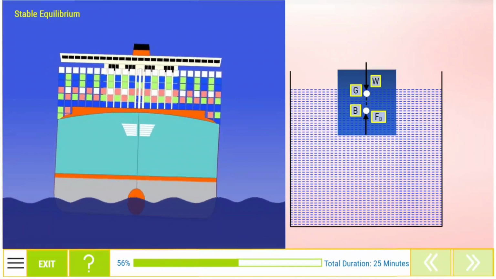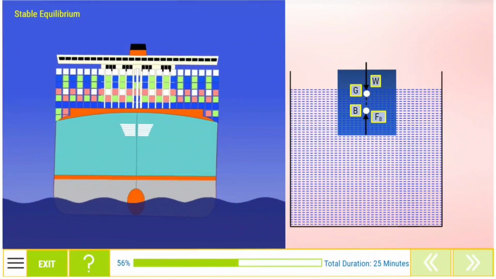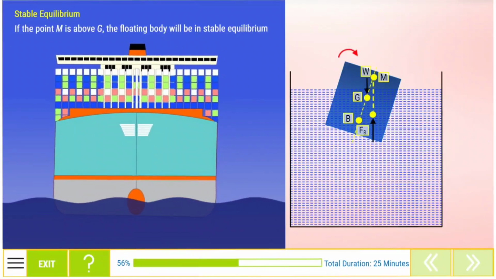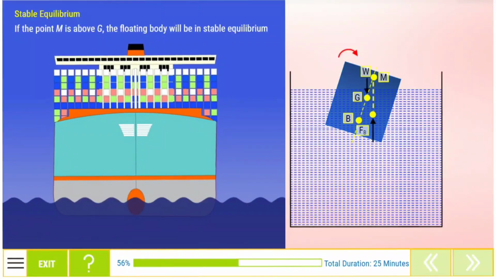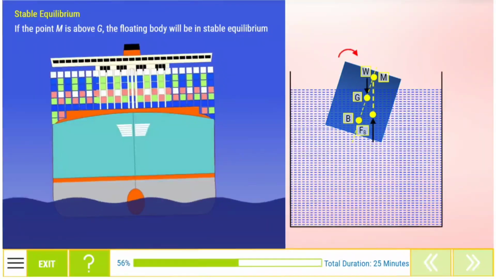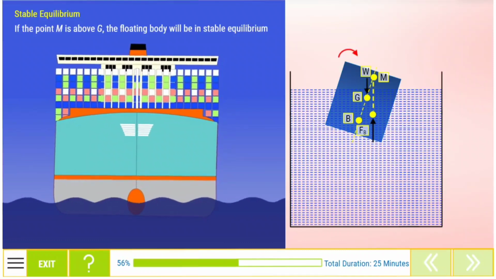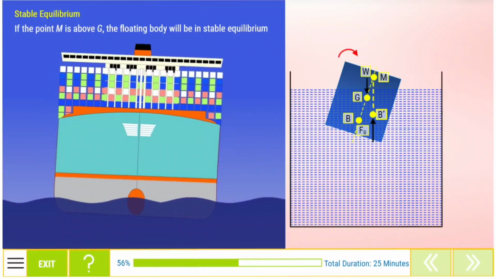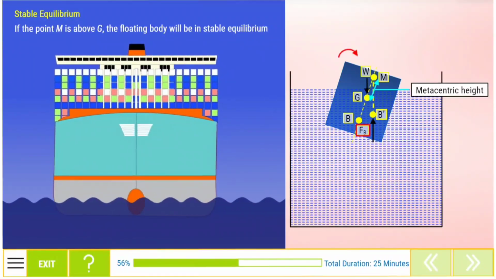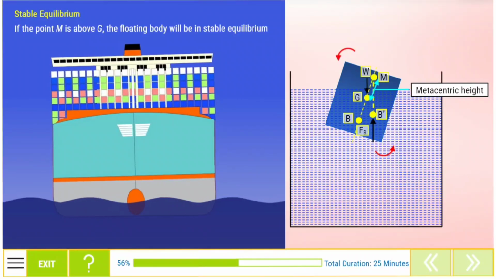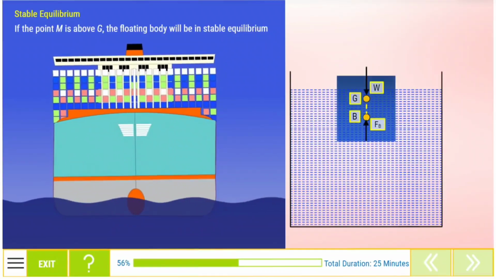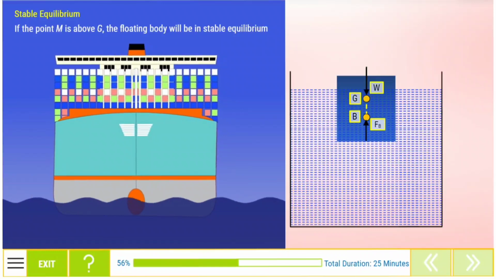Stable equilibrium. Let's learn about the stable equilibrium state. If the point M is above G, the floating body will be in stable equilibrium, as shown in the image. If a slight angular displacement is given to the floating body in the clockwise direction, the center of buoyancy shifts from B to B', such that the vertical line through B' cuts at M. Then the buoyant force Fb through B' and weight W through G constitute a couple acting in the anti-clockwise direction and thereby bringing the floating body to the original position.